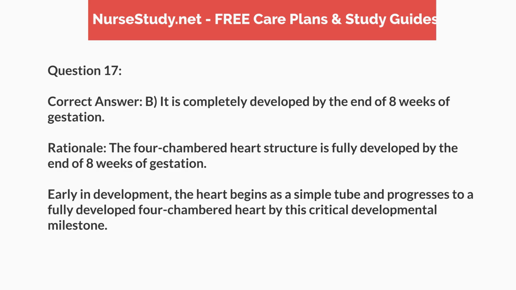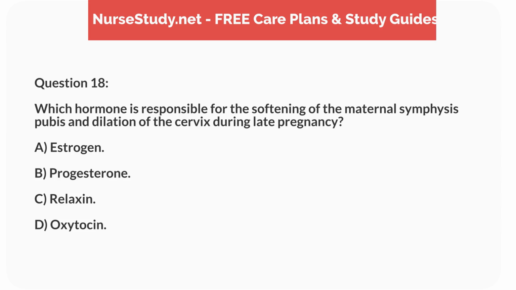Correct answer: B. It is completely developed by the end of 8 weeks of gestation. Rationale: the four-chambered heart structure is fully developed by the end of 8 weeks of gestation. Early in development, the heart begins as a simple tube and progresses to a fully developed four-chambered heart by this critical developmental milestone.